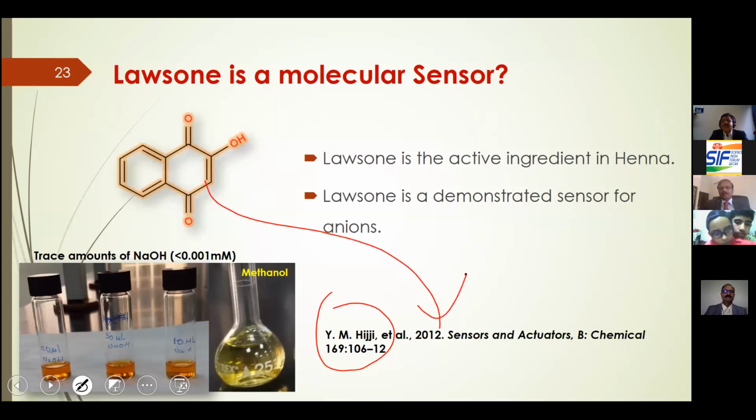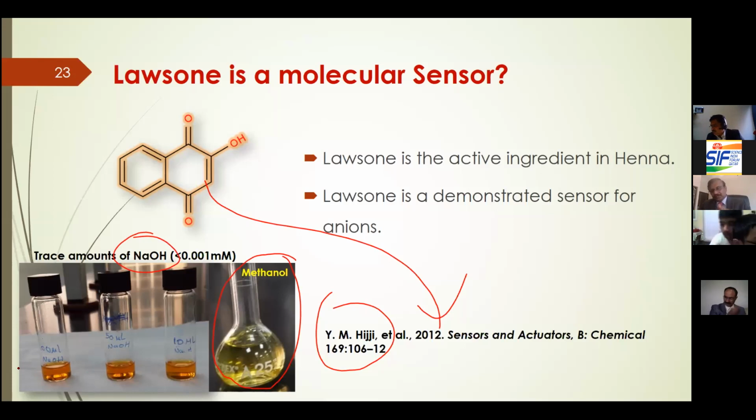So in his paper, he published that lawsone is a good ionic sensor or a molecular sensor. Now, we demonstrated that in the lab. We took some lawsone solution in methanol. We added a little bit of sodium hydroxide. Notice how it changes to orange to dark red in color. So that suggests that lawsone itself changes color depending on what type of chemicals it's exposed to.